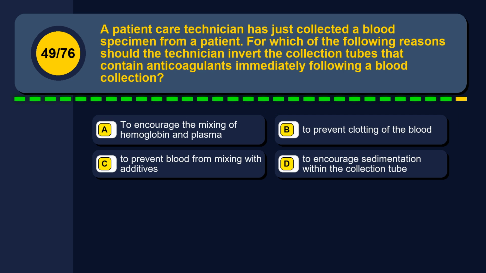Question 49. A patient care technician has just collected a blood specimen from a patient. For which of the following reasons should the technician invert the collection tubes that contain anticoagulants immediately following a blood collection? Option A, to encourage the mixing of hemoglobin and plasma. Option B, to prevent clotting of the blood. Option C, to prevent blood from mixing with additives. Option D, to encourage sedimentation within the collection tube.